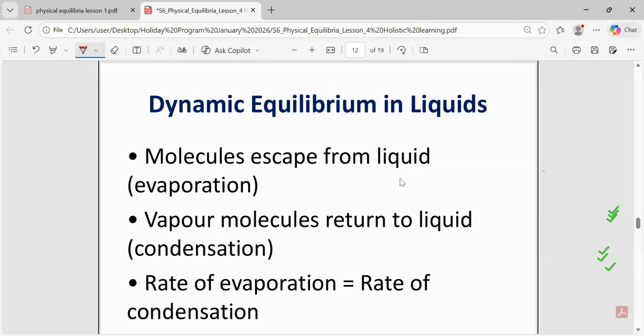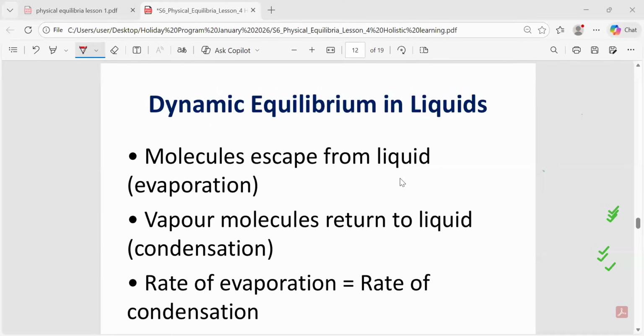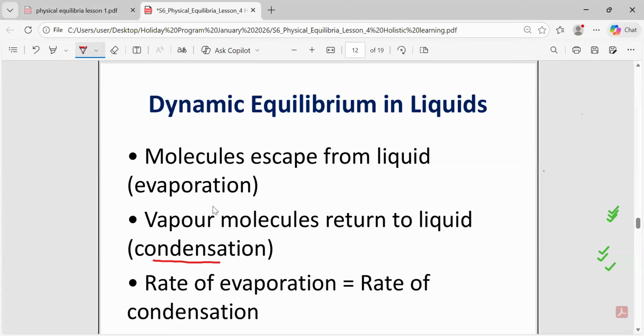Okay, dynamic equilibrium in liquids. Molecules escape from liquid. That is evaporation. I think we all know that. Okay. So the next point is vapor molecules return to liquid. That is condensation. For example, we can use the example of the water cycle from our primary level, the part whereby the water evaporates to form those clouds, then the condensation part, then it rains. I think that's an example we can use.